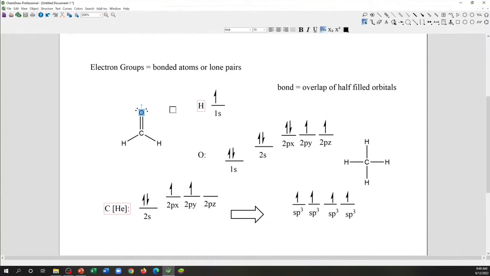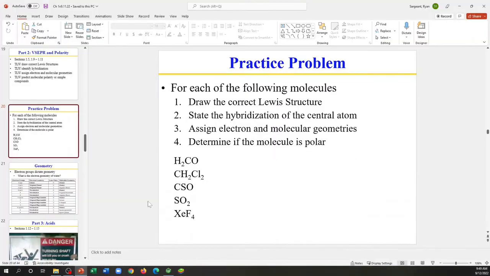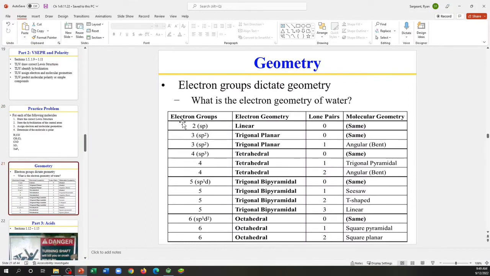So the number of electron groups is how we predict the hybridization. For the carbon in methane, it has 1, 2, 3, 4 different bonded atoms, so it has 4 electron groups. And there's a chart that I made that shows the number of electron groups that a compound has, and then written off to the side is the corresponding hybridization. Anytime you have 4 electron groups, the hybridization is sp3. If you have 3 electron groups, it's sp2, and 2 electron groups is sp.